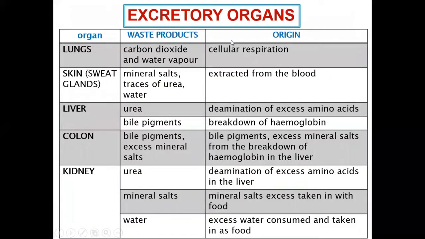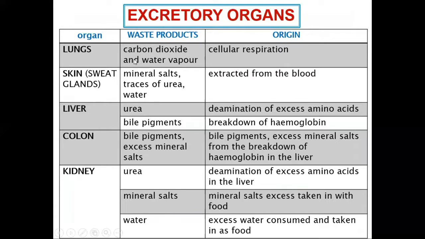What are some of the excretory organs in our body? Lungs, skin, liver, colon, and kidney. In this case, you don't see the digestive system as a whole. However, you have some parts of the digestive system, like the colon.